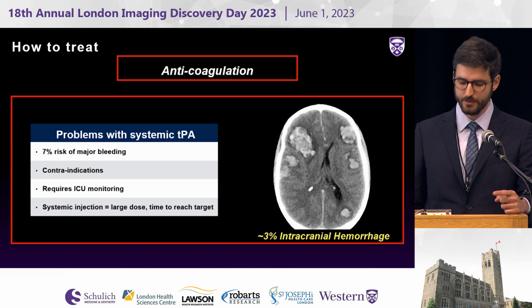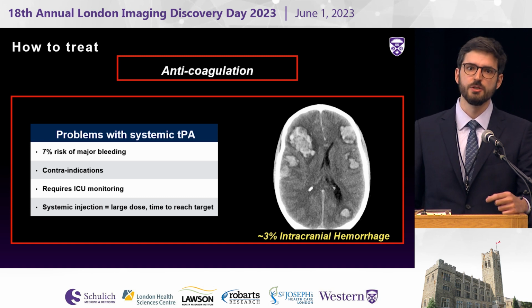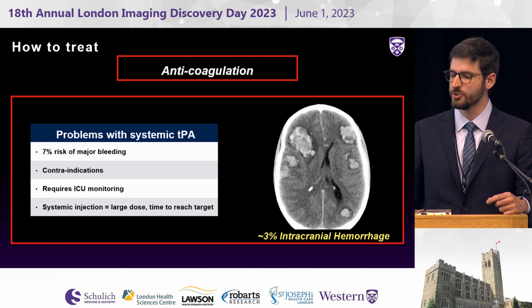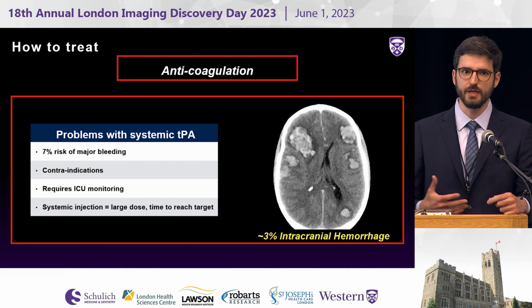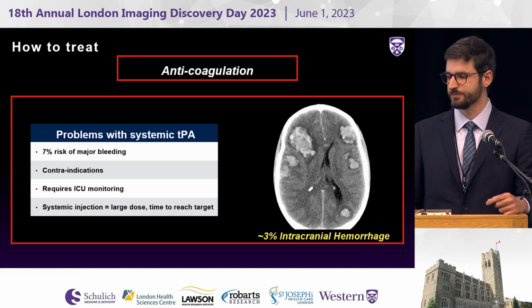Not every patient is a candidate for TPA. If you put a patient on a TPA drip, they will have to go to ICU to be monitored, of course, because of the risk of major bleeding complications. And it's a systemic injection that you give in the hopes of that drug reaching the lung and breaking the clots and the patient improving.